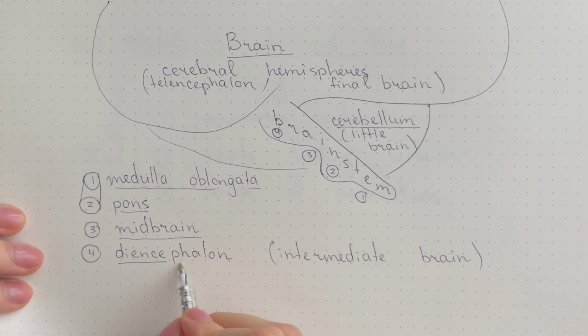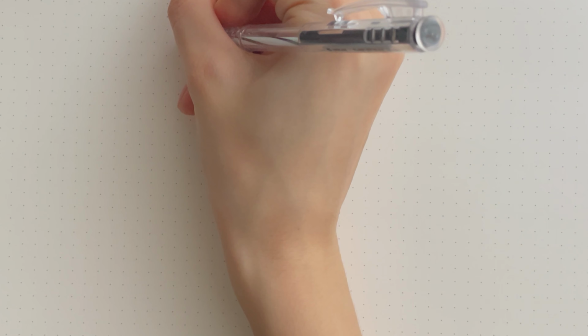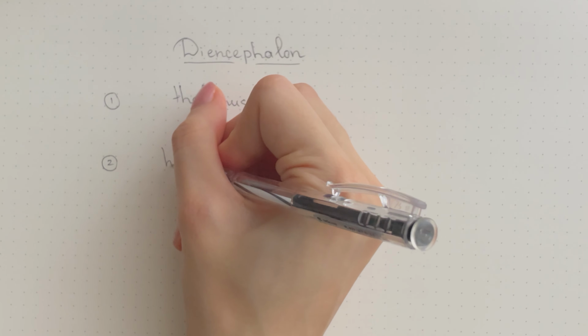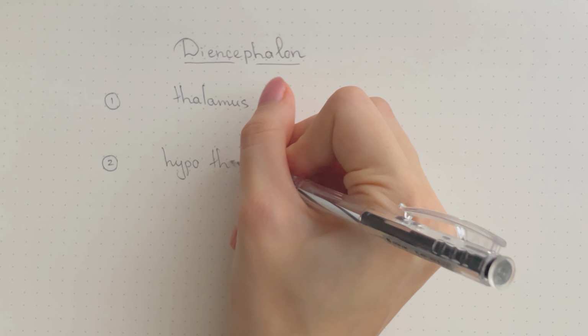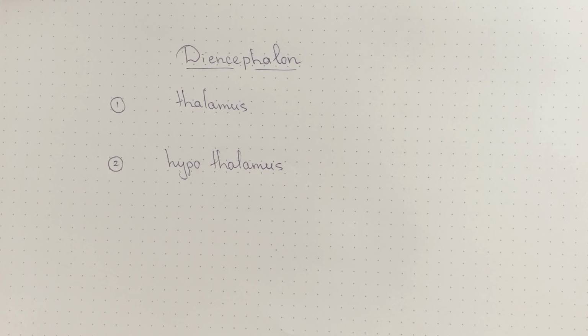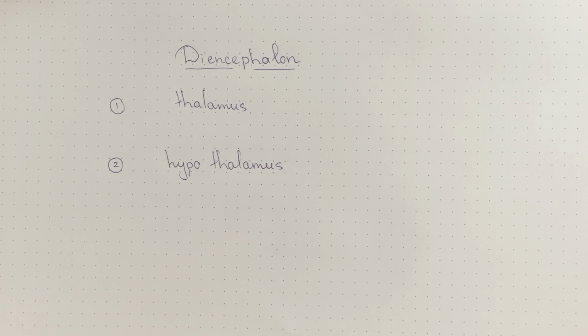Next one is the diencephalon, the intermediate brain. The diencephalon is first and foremost the thalamus and the hypothalamus. These are, respectively, the upper and lower parts of this division of the central nervous system. The size of each of them is about 4 centimeters. These are very important structures, and they can also be seen in anatomical diagrams.